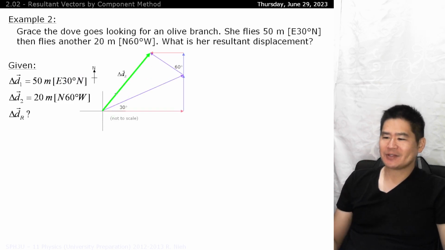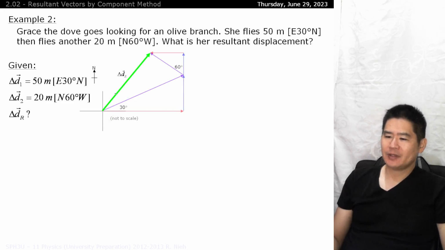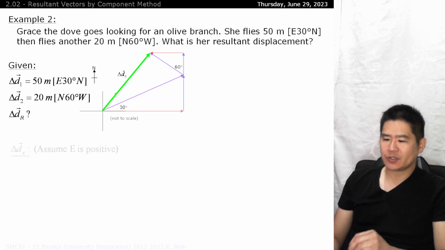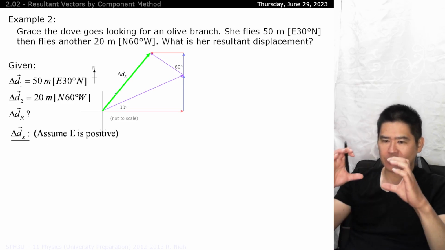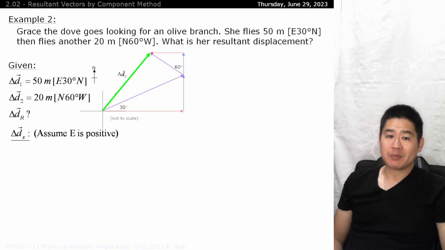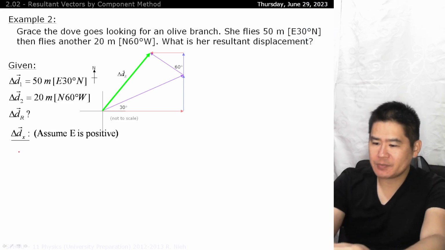It's all animated out. Okay, so how will we solve this? Using the shortcut method. First, we'll break it down into its horizontal and vertical components, and we probably want to clear off any of those vector boxes by just making an assumption. So we'll just assume that east is positive. Okay, so then what would my delta dx be equal to then?